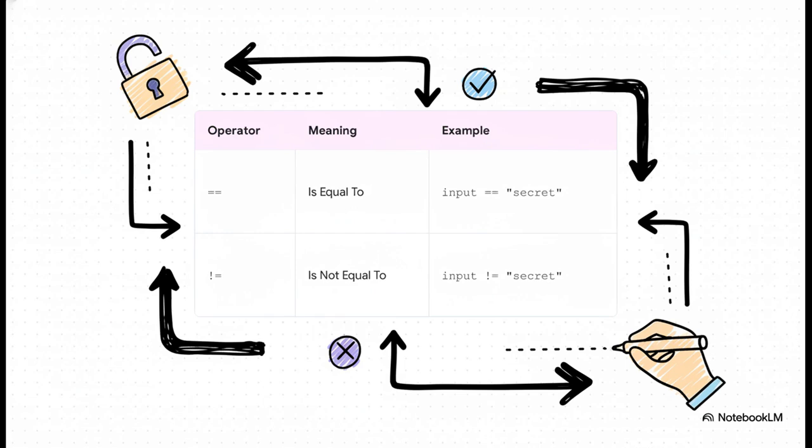We use these things called comparison operators. Now, the double equal sign is absolutely crucial. It's not saying make this equal to that, it's asking a question. Hey, is the user's input the same as the word secret? And the one with the exclamation point just asks the opposite. Is it not the same? This is how we get our true or false answer.